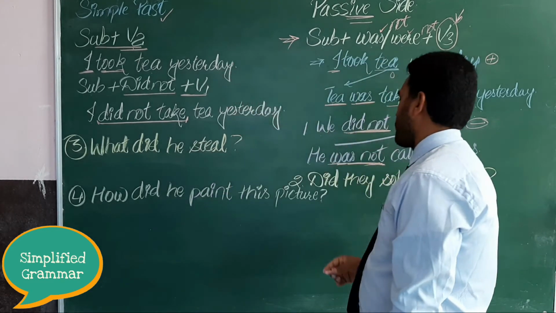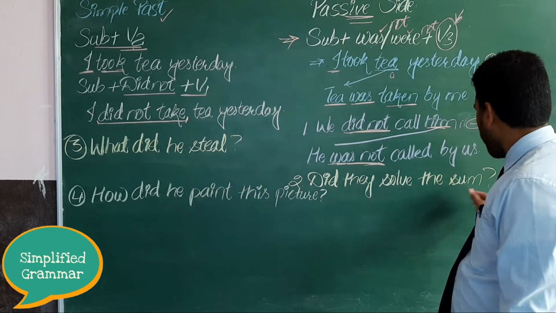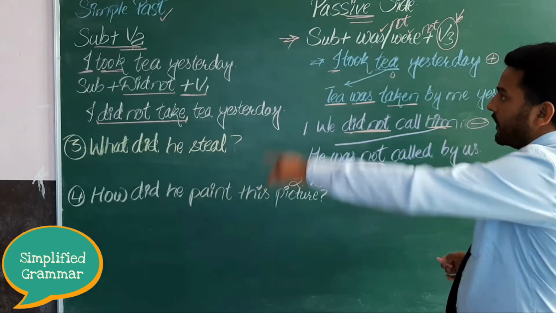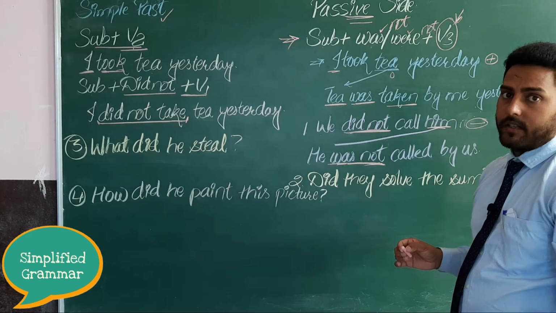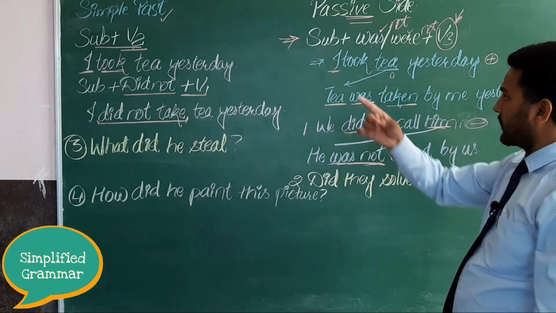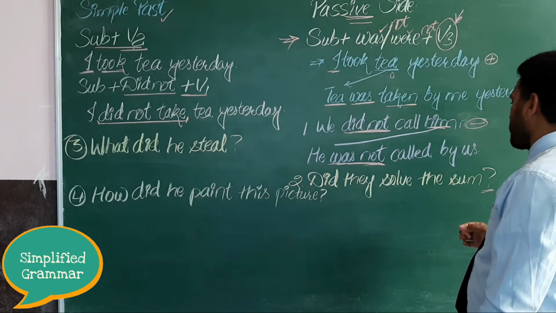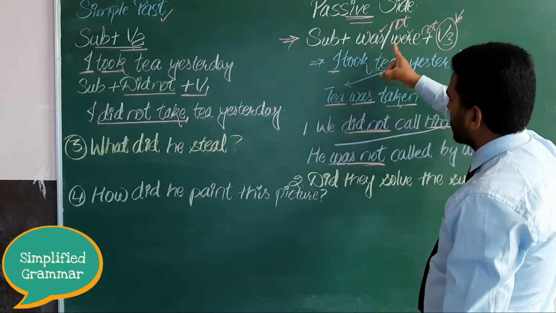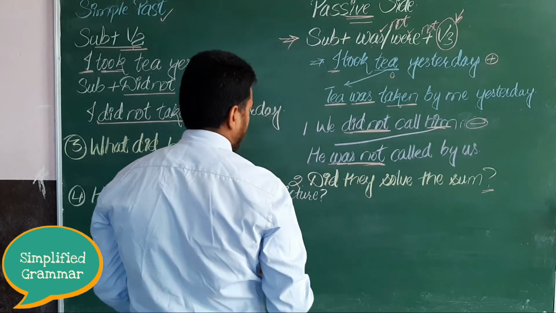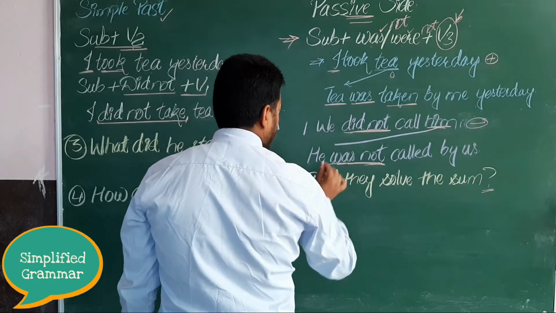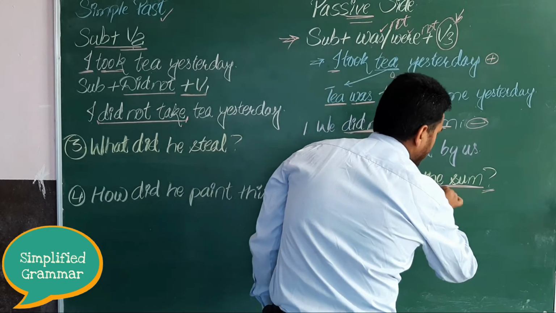So now next example I have written, did they solve this sum? So this is the interrogative sentence of simple past tense. So while changing the interrogative sentences, especially in the simple past tense or every kind of tenses, you have to use these helping verbs outside, means in the beginning of this sentence. So let us change.